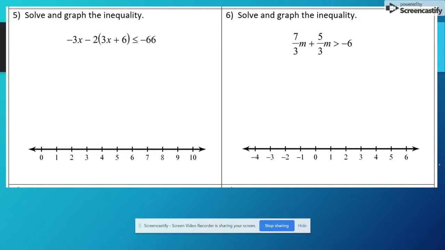Number 5 and 6 and 7 and 8 are all solving inequalities. So again, try these out, pause the video, but then I'm just going to have the work on the board here, and you can check your answers as you go.